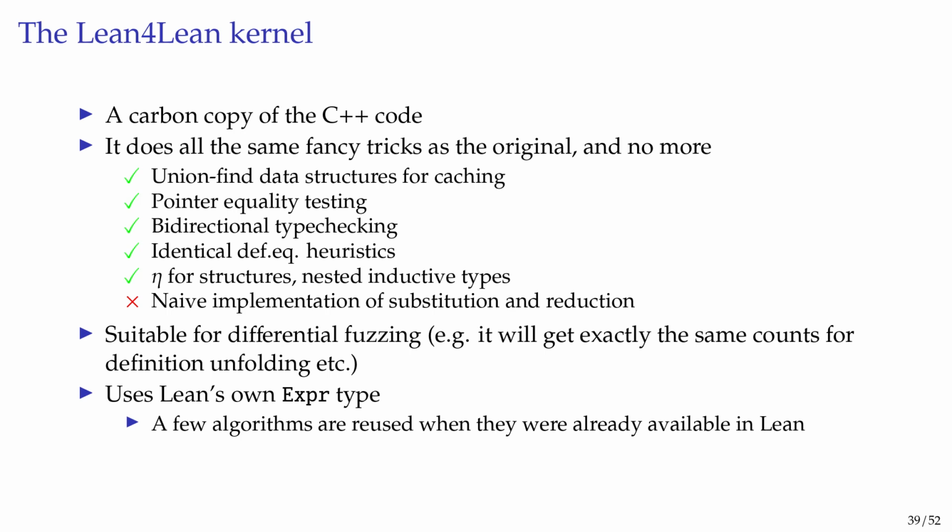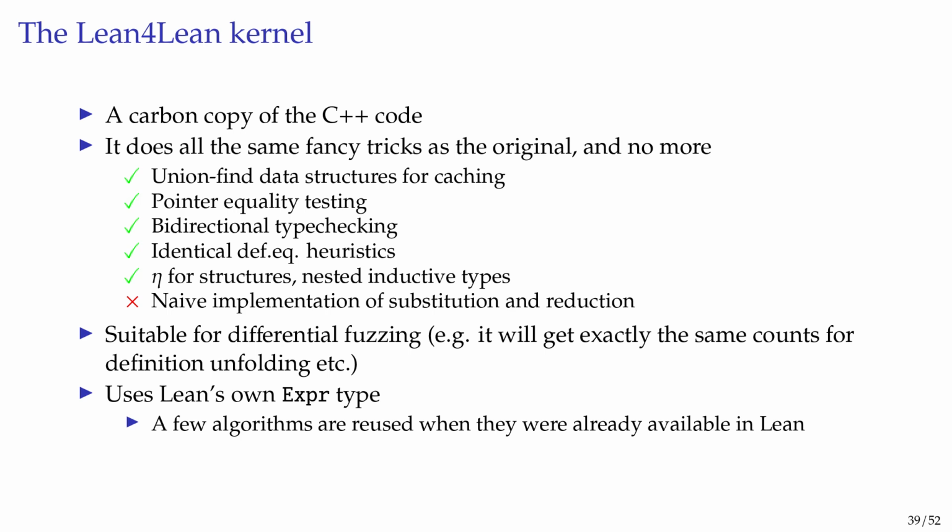So, a small question: is the Lean code much shorter than the C++? The Lean code is much shorter than the C++ code, yes. What's the factor? It is probably about 2x. Not a huge amount. So I would say it's suitable for differential fuzzing. That is to say, it will get exactly the same counts when you watch whether it goes left, whether it goes right, what it reduces, that sort of thing. You can see it do exactly the same things.